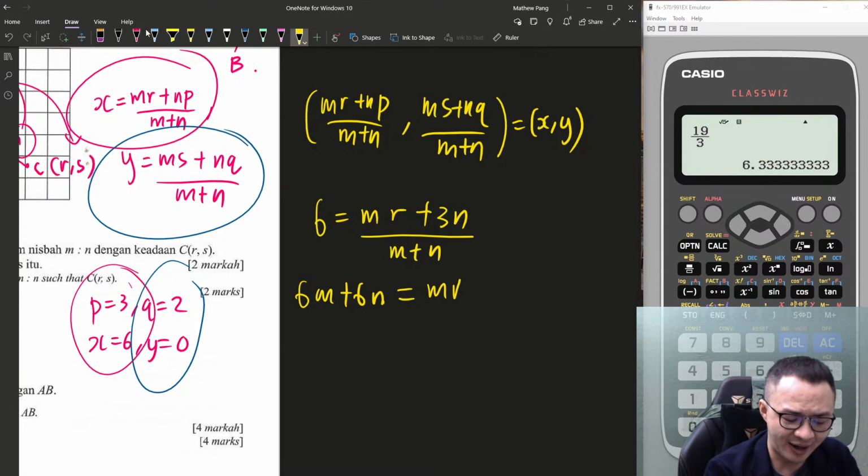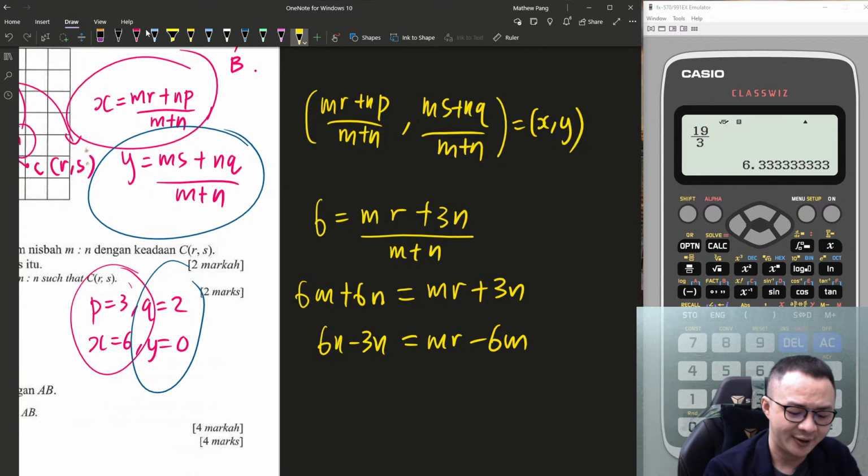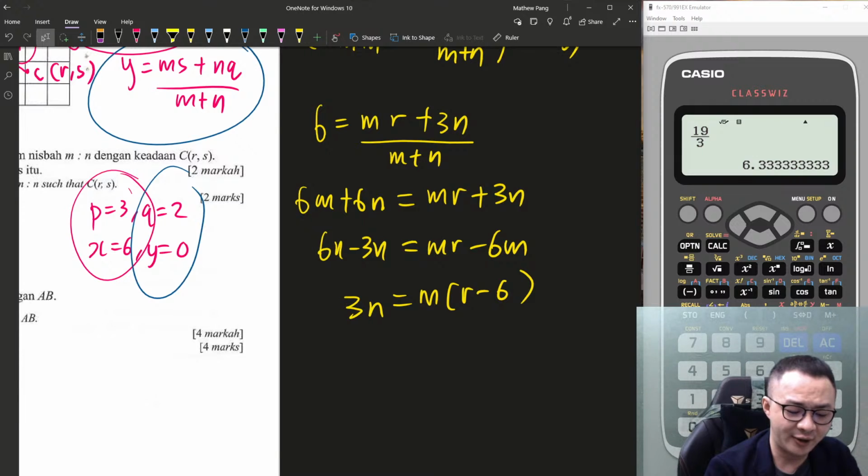Equals to mr plus 3n. And then I'm going to solve for n. 6n minus 3n equals to mr minus 6m. And then I'm going to factorize out the m. r minus 6. This one is just 3n, isn't it? Okay, cross multiply. m over n equals to 3 over r minus 6.